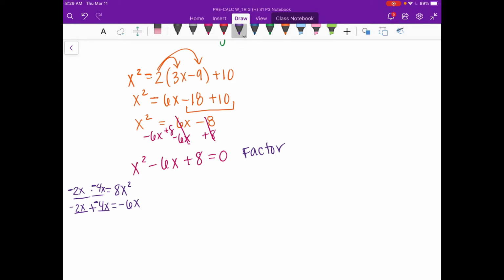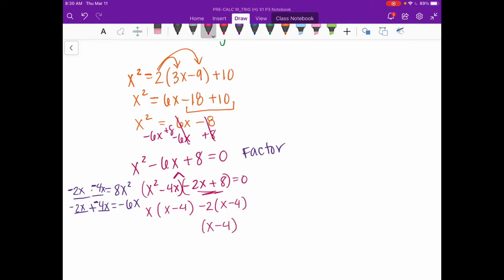Okay, so I'm going to use factor by grouping here. I'm going to split up this middle term. It's going to give me x squared minus 4x minus 2x, and then plus the 8. And group the first two terms and the last two terms. I can take out an x for the first term, which leaves me with x minus 4. I can take out a negative 2 in the second term, which leaves me with x minus 4. The factor that I have in common is one factor, and whatever I took out is another factor.